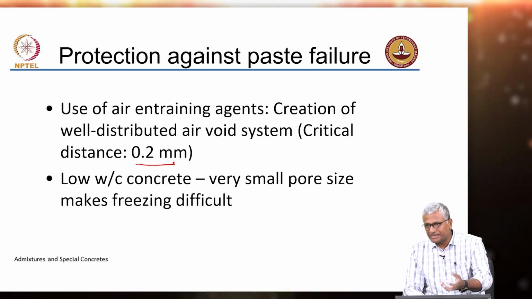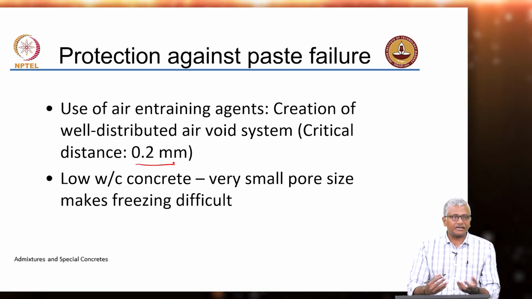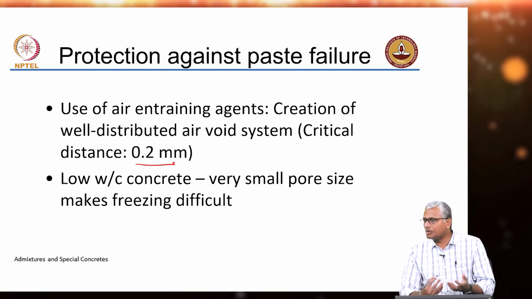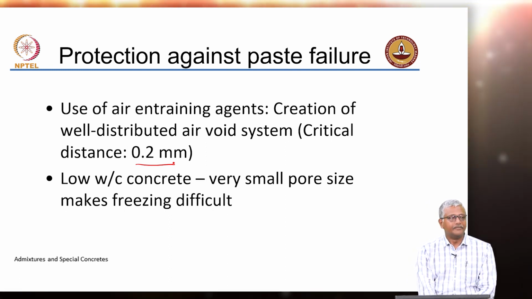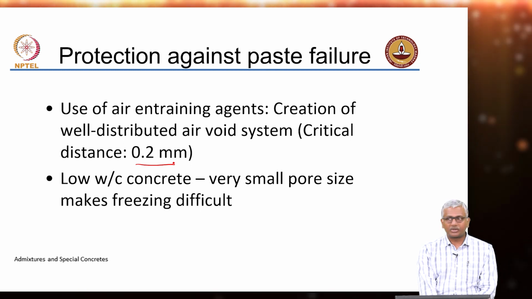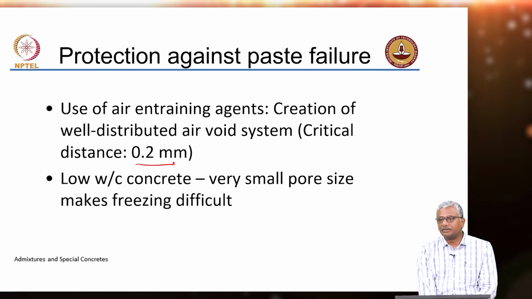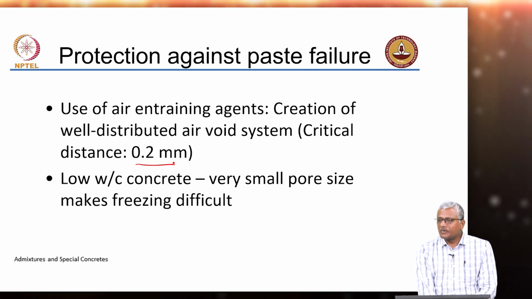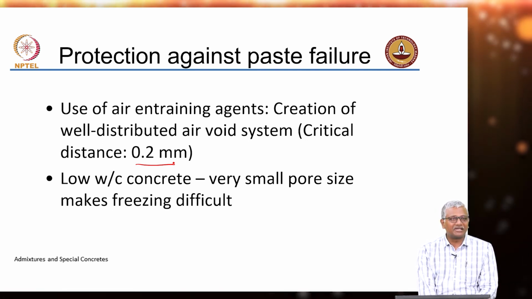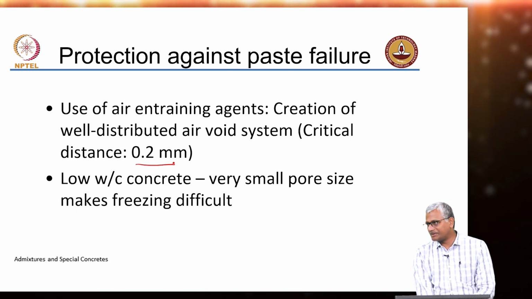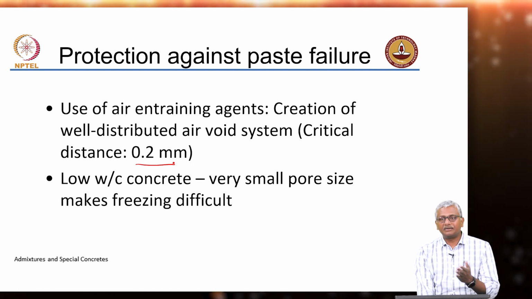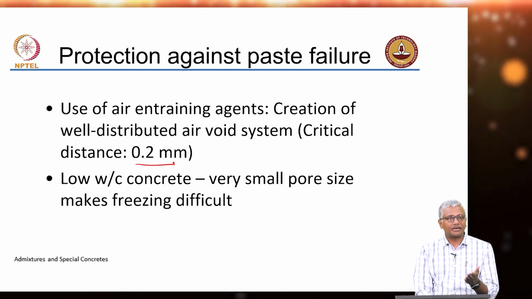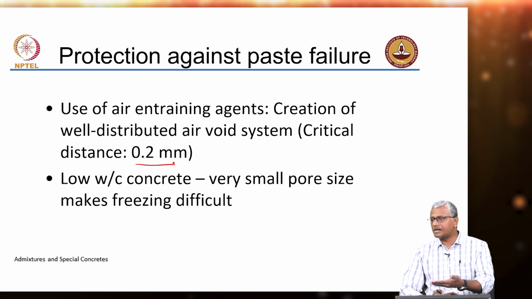Good mixing is obviously needed to ensure that the air entraining agent is acting, but how do you control this distance between air entraining bubbles? So, water should not be able to travel more than 0.2 millimeter. How do you ensure that? There is no way you can ensure that. You can only hope that it happens, but you need to check. So, this checking has to be done by actually taking the hardened concrete, polishing the surface and studying under the microscope.